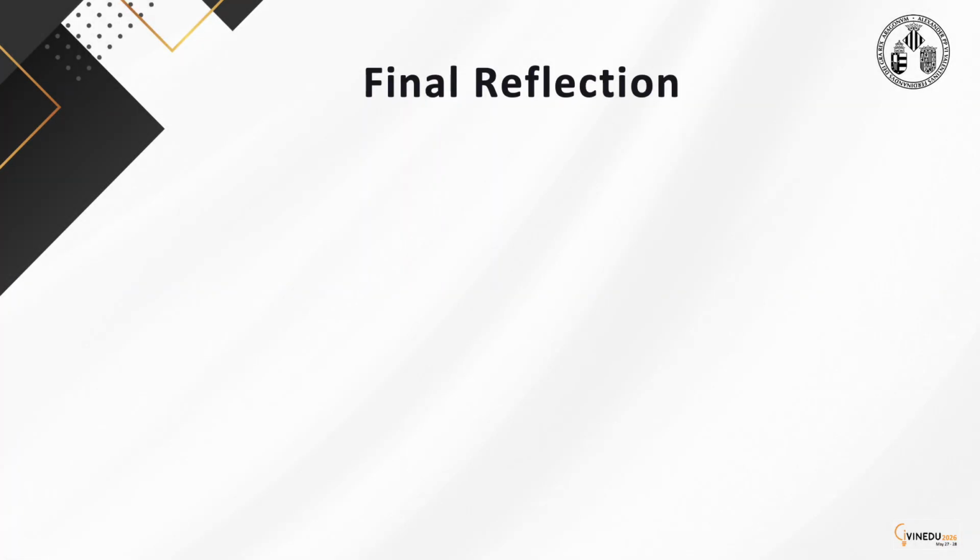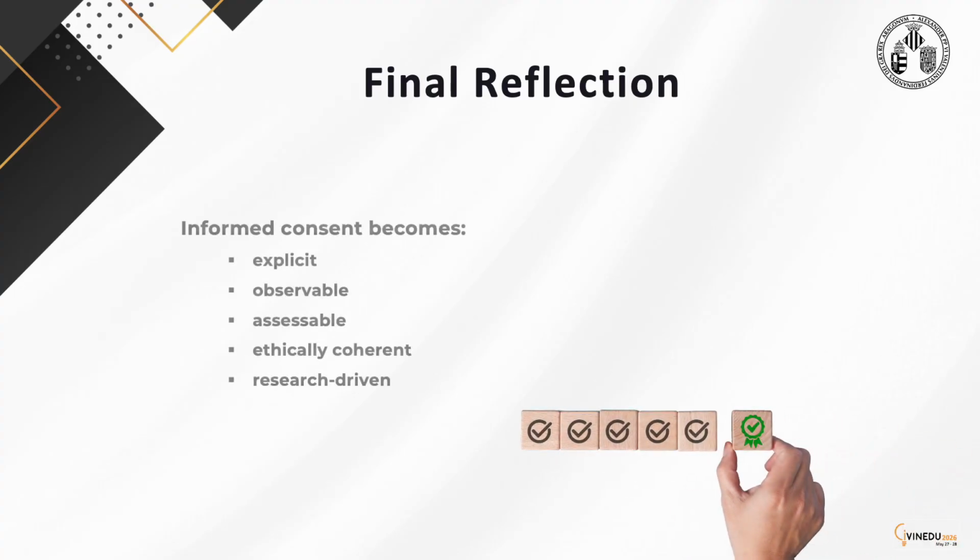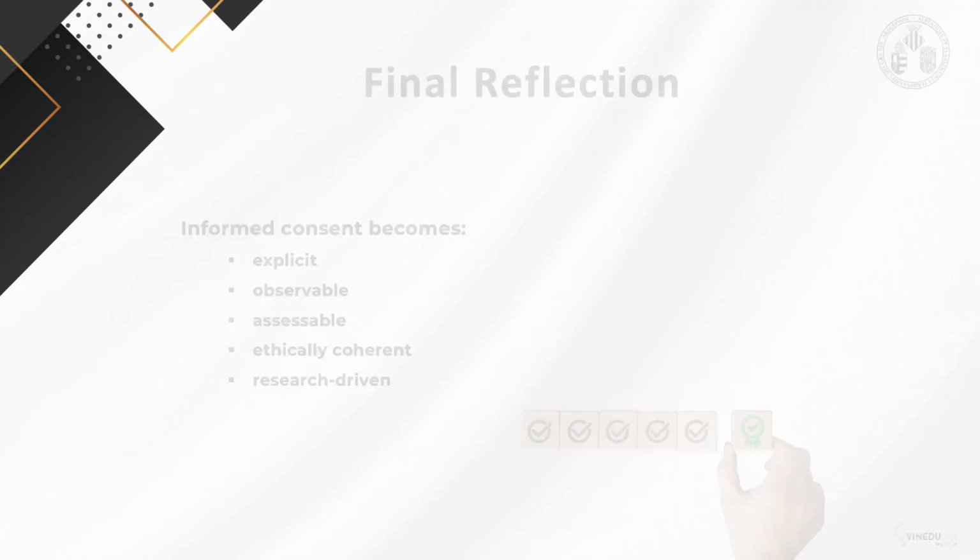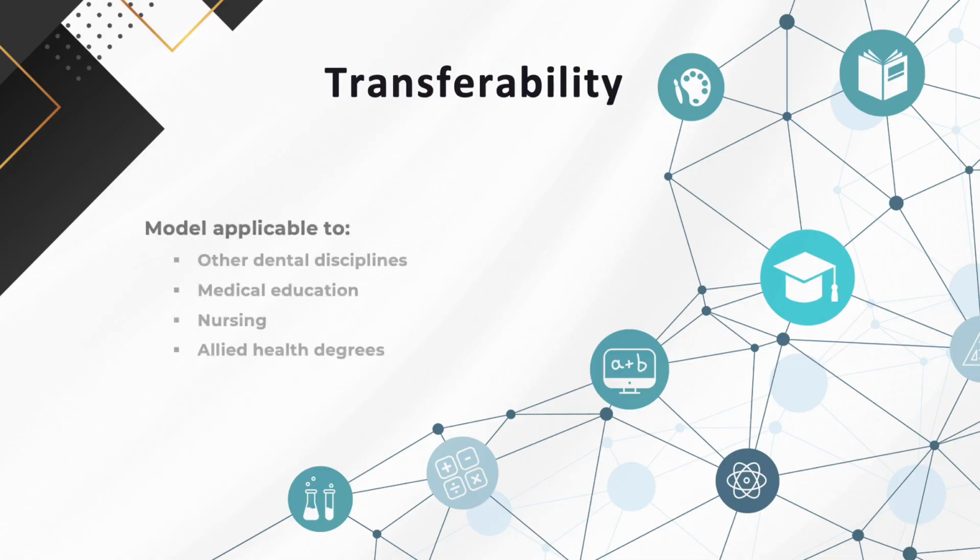Ultimately, this proposal redefines informed consent from an administrative formality into a structured professional competence. Importantly, it demonstrates how empirical research conducted within the university context can directly inform and enhance curricular innovation. The model is readily transferable to other health-related degree programs in which ethical communication and shared decision-making constitute core professional competencies.